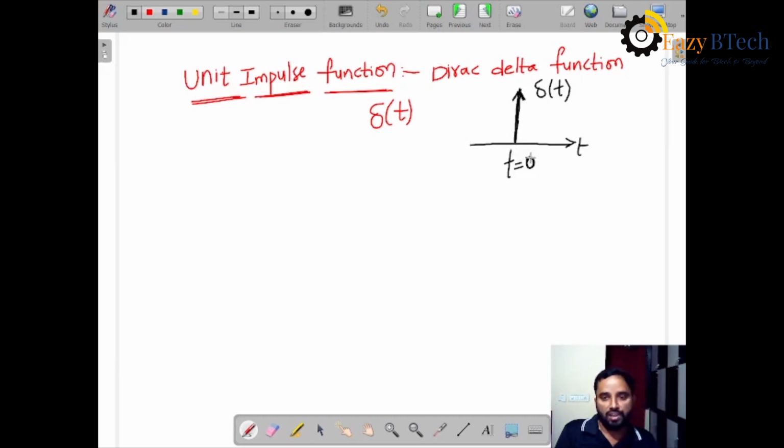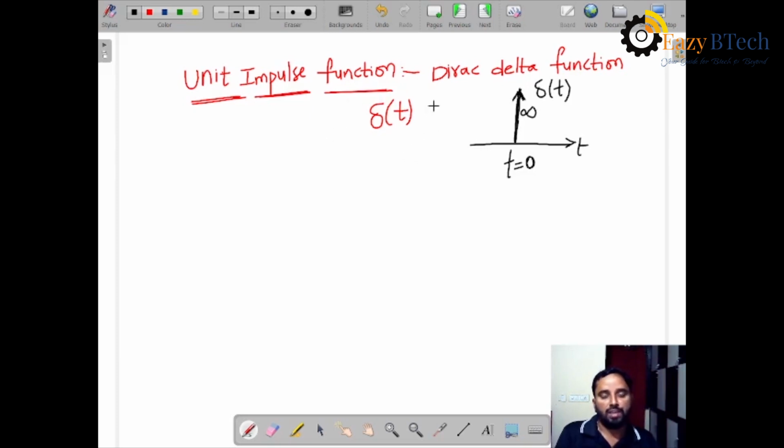It exists only at t equal to 0, right? And the amplitude of the impulse at t equal to 0 is infinity. This signal goes up to infinity. And at t not equal to 0, like t equal to 1, 2, 3, or t equal to minus 1, minus 2, this del of t, or impulse function, is 0. It does not exist at t equal to 1, t equal to 2. So that is the impulse function.